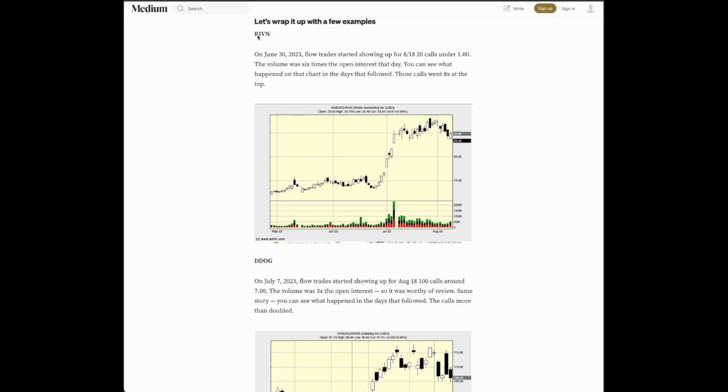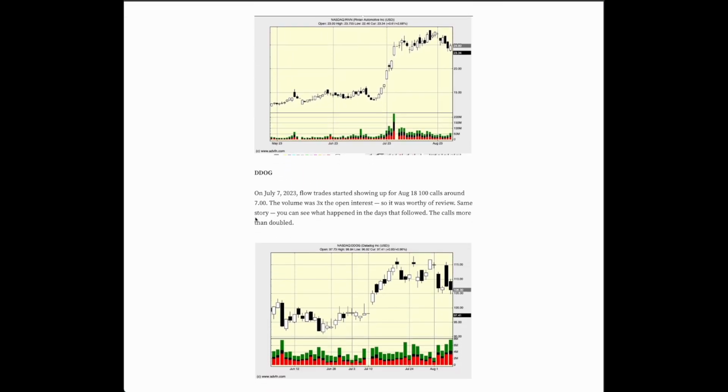So in the case of Rivian, a lot of options flow was showing up at the end of June in 2023. I spotted that people were buying August 20 calls for under $1, and again, the price here was around $15, so that was super interesting to me. I managed to take the trade right here on the chart, and you can see what happened. That went very well.